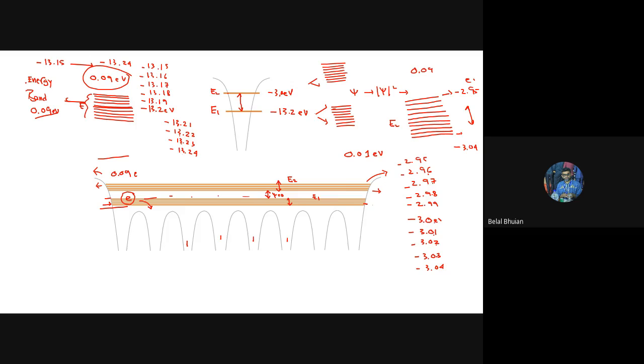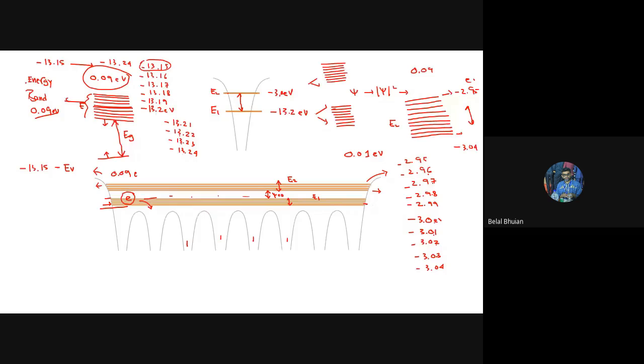That means this is our band gap Eg. So what is my band gap energy? To find the band gap energy, what do I have to do? I have to find the highest energy state of E1 and the lowest energy state of E2. So what is the highest of E1? What did we get? Minus 13.15. Let's call it EV, the valence band.